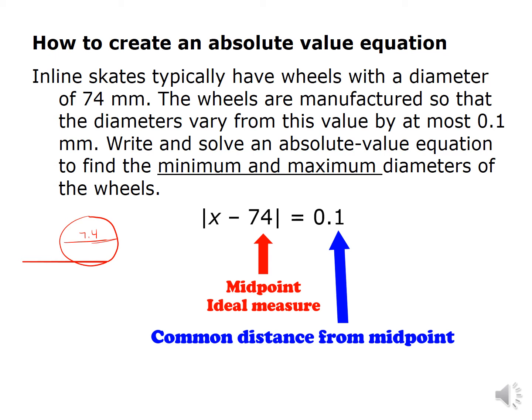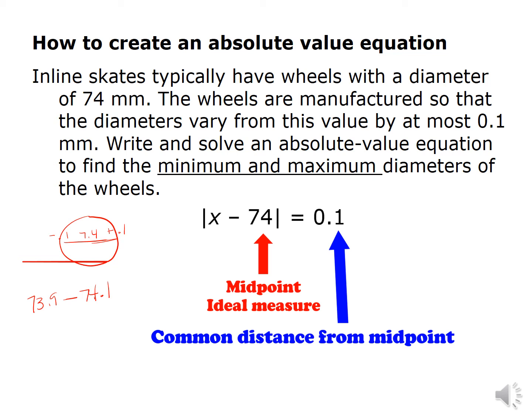But if they have one that's plus 0.1, that's still going to be okay. And if they had one that is minus 0.1, that would be okay. So we could just do that and get 74.1 or 73.9. So that would be the range that's allowed.